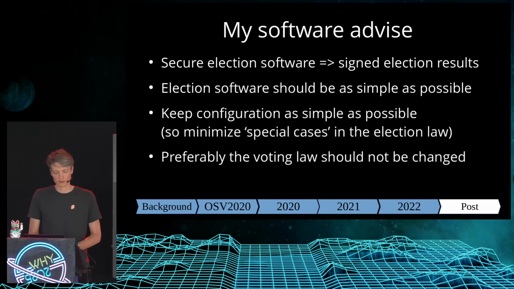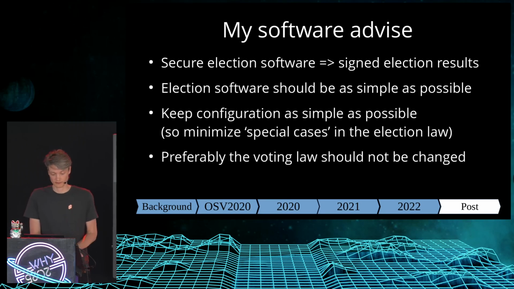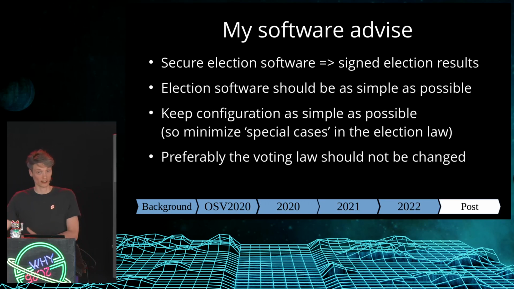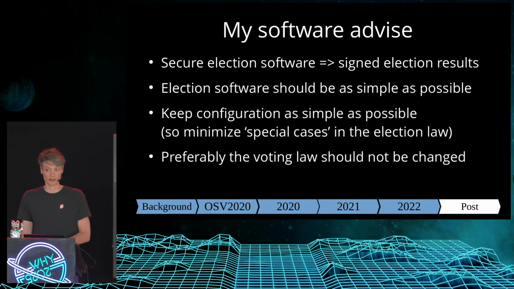And election software should be as simple as possible. Every configuration option is like a cluster of things more to test, and it's really painful. This caused lots of bugs. So keep the configuration as simple as possible, so minimize the special cases in the election law. We had these special elections, special cases where we currently don't have election software for, which is a problem because these elections will be in 2027 again. I wonder if we will have new election software. So preferably the voting law should not be changed.